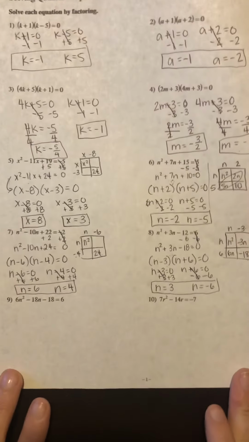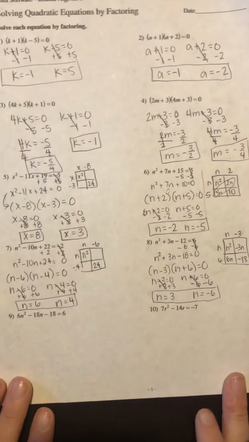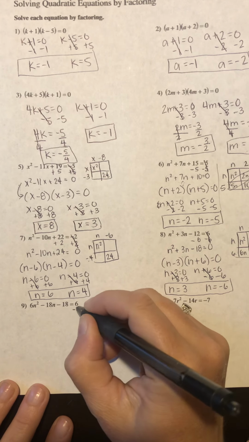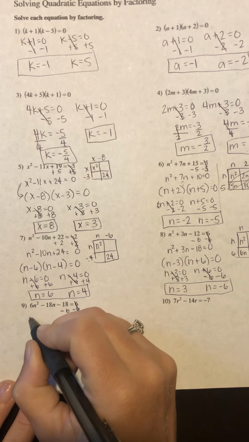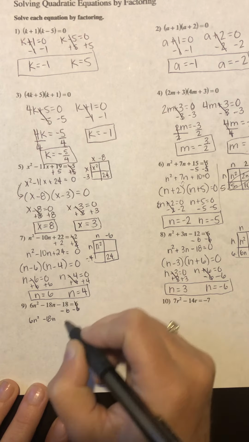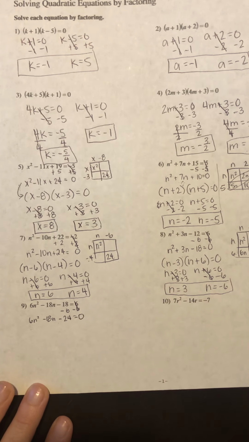All right, these last two are a little bit more complicated. You kind of have to put together everything we've done for this week. First step, we are going to make sure it equals 0, so we're going to subtract 6 from both sides. When we rewrite, it's going to say 6n squared minus 18n minus 24 equals 0.